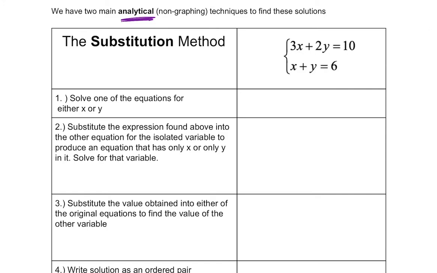The first is known as the substitution method. And the way the substitution method works is you want to take one of your equations, either one, and solve it for x or y. So you want to get it in the form x equals or y equals. And usually you just look for which one would be the easiest to do that with, right?